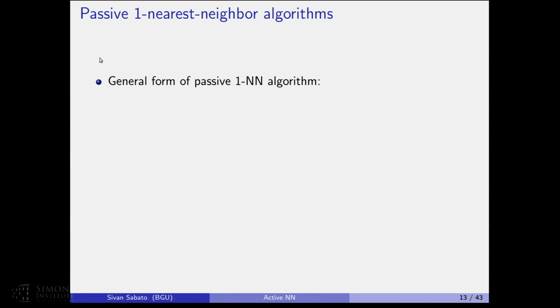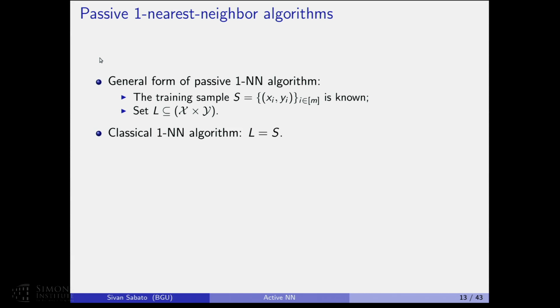In the passive learning case, there are some approaches that are worth talking about. So in general, what is the general form? If we're in a passive setting, we want to build a one nearest neighbor model. What we basically need to do is take the training sample, which we know, and use it to set some set of labeled examples. And then this set will be used as our nearest neighbor database. Now, the classical algorithm that we probably all know about is one nearest neighbor, which just says, take the whole training set. This is your database. This is a very simple, very intuitive approach. So in this case, L equals just the set.